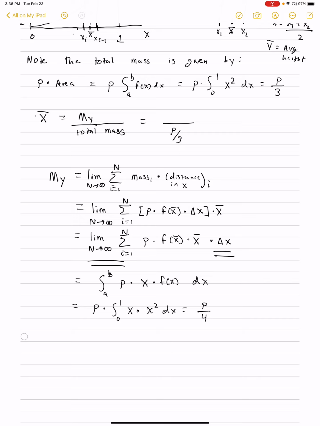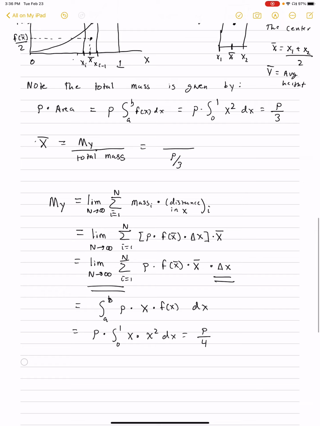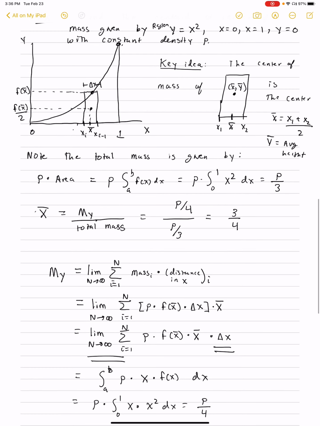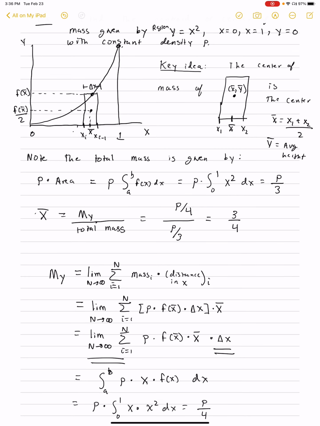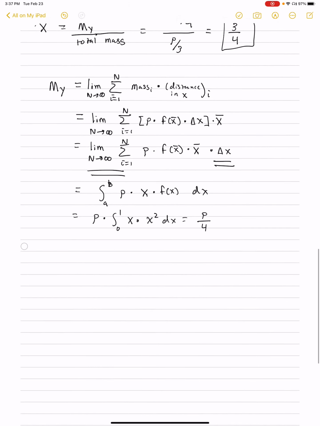Okay. So I can go back, I can calculate x bar, and it's going to be rho over 4. As you can see, the rhos cancel, and I'm left with 3/4. So we don't even need to know the density. We just need to know the shape of this object, and it needs to have constant density. So x bar is 3/4. Let's go ahead and calculate y bar.